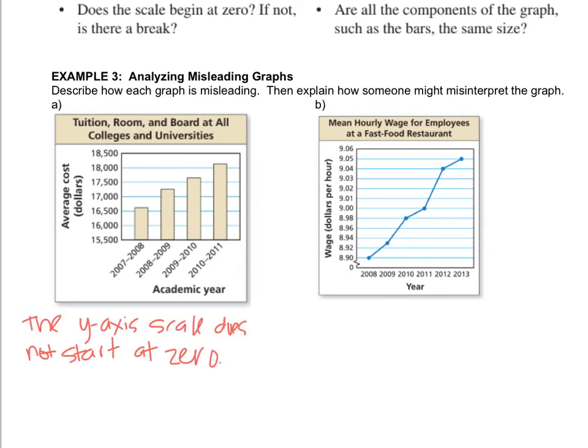So I'll tell you that bar graphs can't have a break because of this specific reason. So the thing that makes it misleading is that the y-axis scale does not start at 0. How might someone misinterpret this graph? Well, they might think that the tuition is going up significantly faster than it actually is.